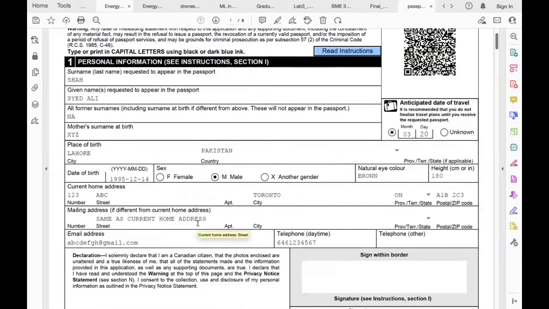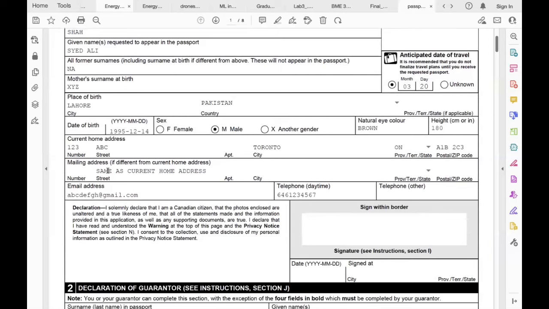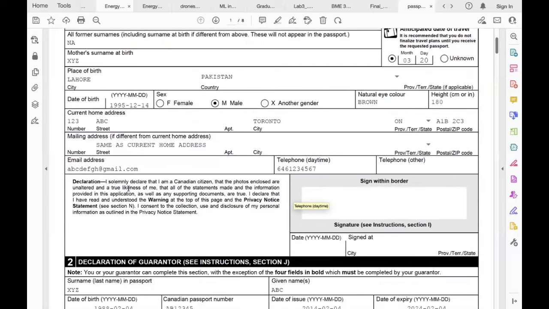Then your current home address where you are residing right now. You need to give the number, the street name, apartment, city, province, and the zip code. Then the mailing address. In my case it was the same as the current home address, so I just put same as current home address here. Then your email address, your cell phone, telephone number, and then the declaration that everything I'm writing here is correct and I'm not giving any false information.